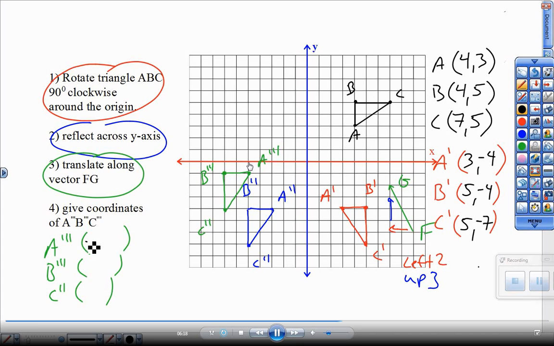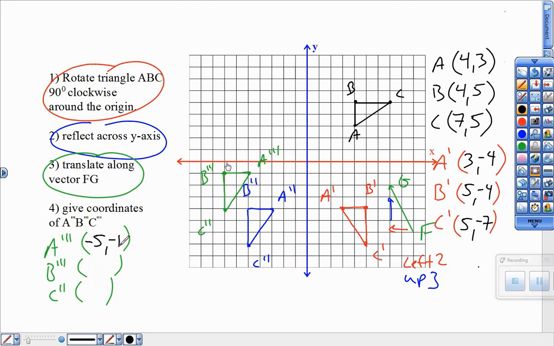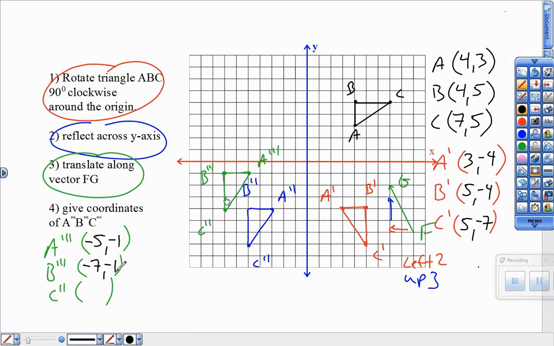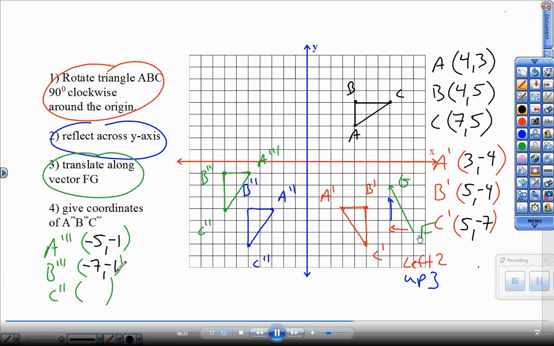B triple prime is negative 7, 0. And then C triple prime is going to be negative 7, negative 3. So fix that for me, because I did the wrong pattern here. Instead of going left 2 up 4, I only went left 2 up 3. Watch out. I really should have went left 2 up 4. So all these points are a little bit off.